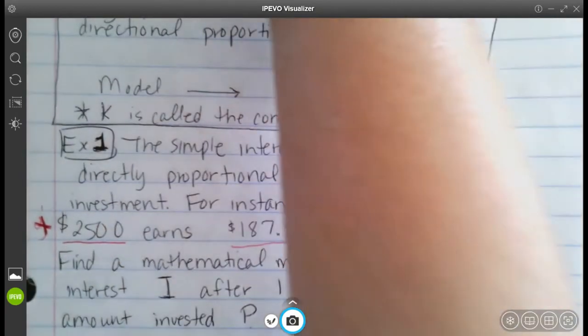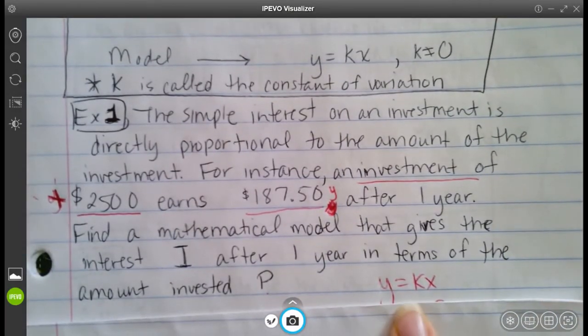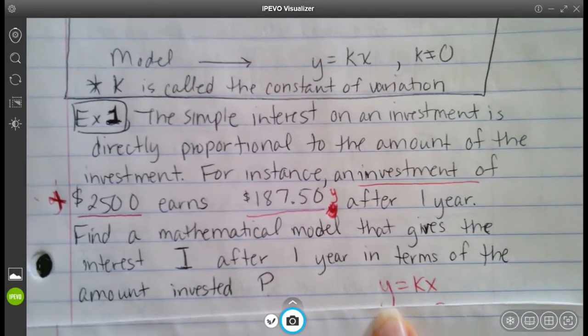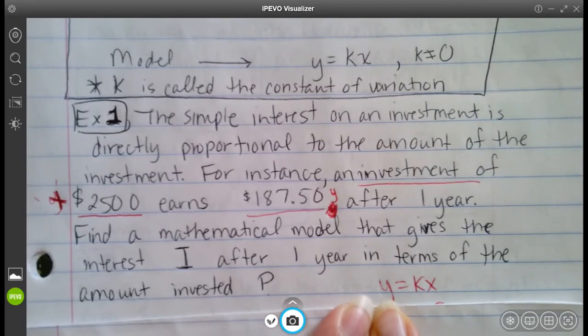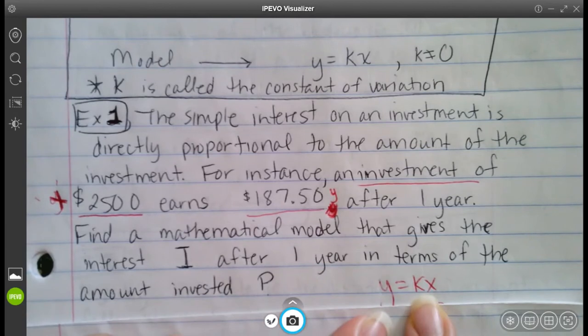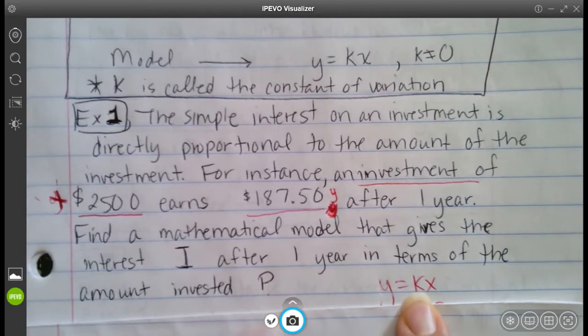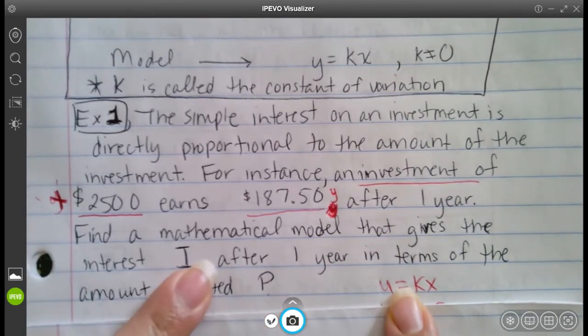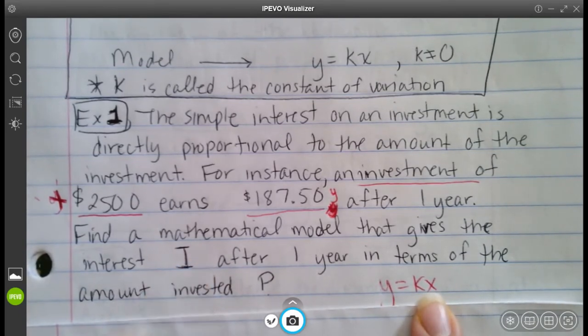Find a mathematical model that gives the interest I after 1 year in terms of the amount invested. You're going to see here that we have y equals kx. Our y is going to be how much money we earned after that year, so it's going to be this 187.50. And our x is going to be the amount of money we invested. What we're looking for is, in fact, the k, because we want the mathematical model. So we want to know y equals what constant of proportionality times whatever amount of money I invested, if that makes any sense.